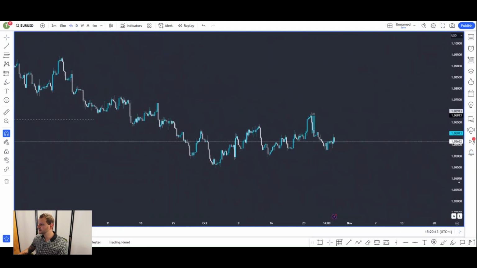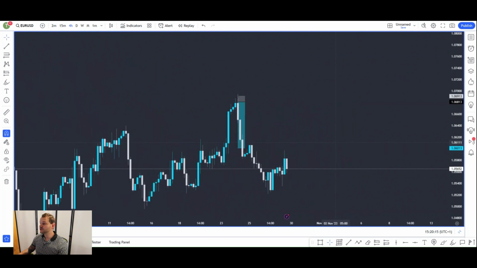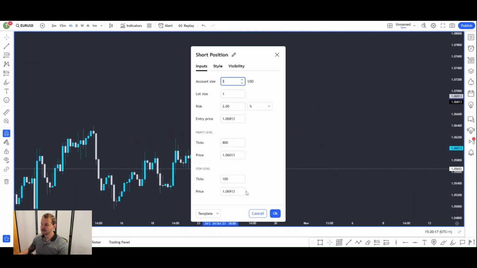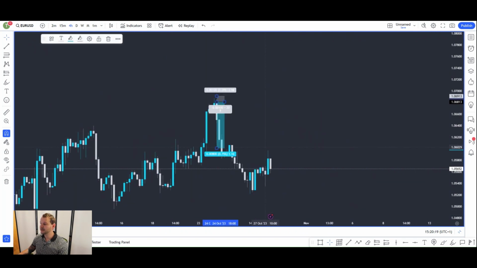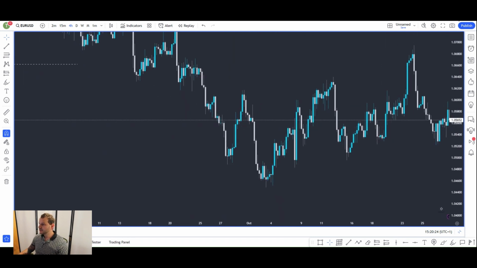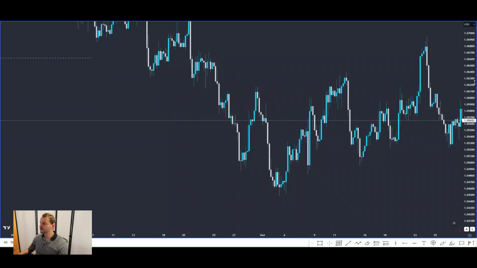So by the way guys, that is the trade. It was 10 pips and an 80 pip hit. So we'll get rid of that for now. So here we go. So this is the 4 hour.